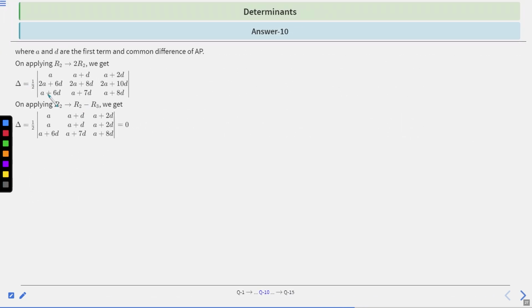So you can see that this determinant is 1, 2, A plus D, A plus 2D, A plus 6D, 2A plus 6D, 2A plus 8D, 2A plus 10D, A plus 6D, A plus 7D, A plus 8D. Now on applying R2 goes to R2 minus R3, you'll get this matrix, right?